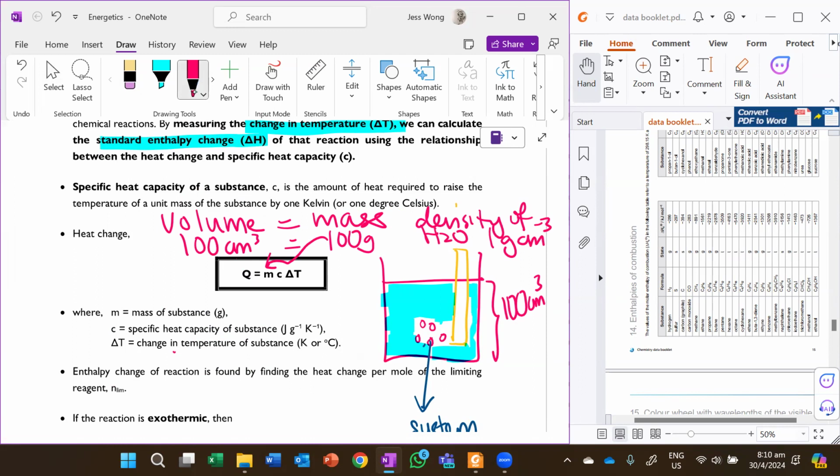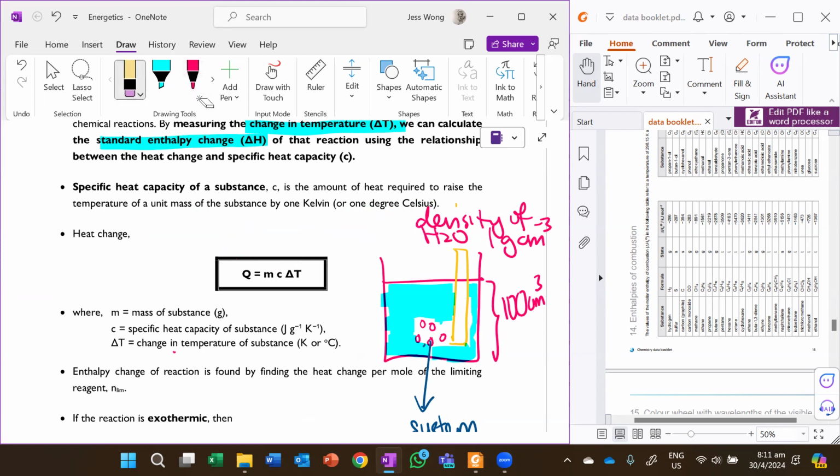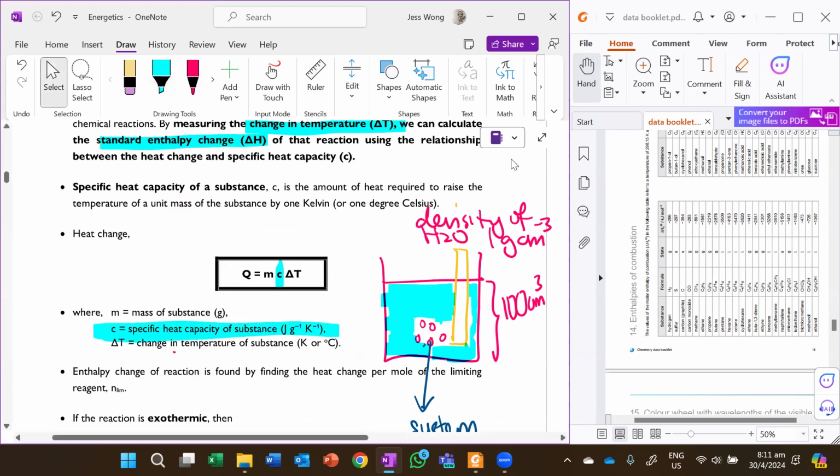But most of the time, the solution is not water. It could be an aqueous acid, an aqueous base, or an aqueous copper sulfate solution. So there is an assumption behind our calculation. We are assuming that the density of the aqueous solution or the aqueous acid is the same as the density of water, because we have no way to keep finding the density of so many liquids. Second, the specific heat capacity that we are using here is also the specific heat capacity of water in the data booklet.